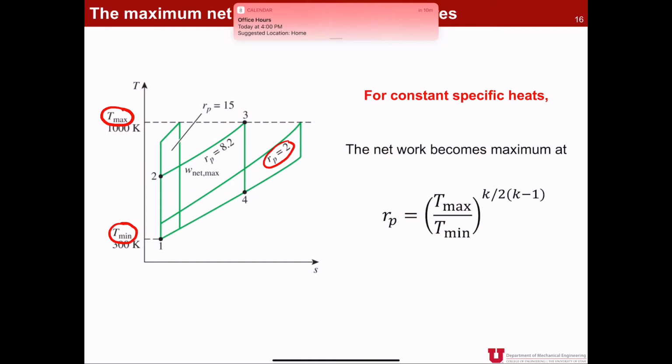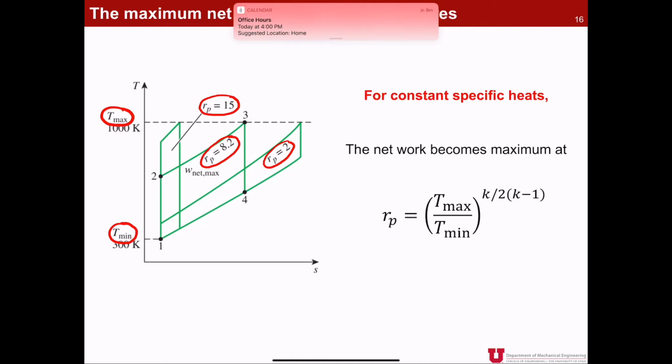At a certain point you can make a maximum, like 8.2 for that example. But what would happen if we keep increasing the pressure ratio above 8.2? Then the entire shape of your closed loop begins to look more like a tall, narrow trapezoidal shape. As you see, Rp equals 15 for that case. And again, the area now begins to decrease.